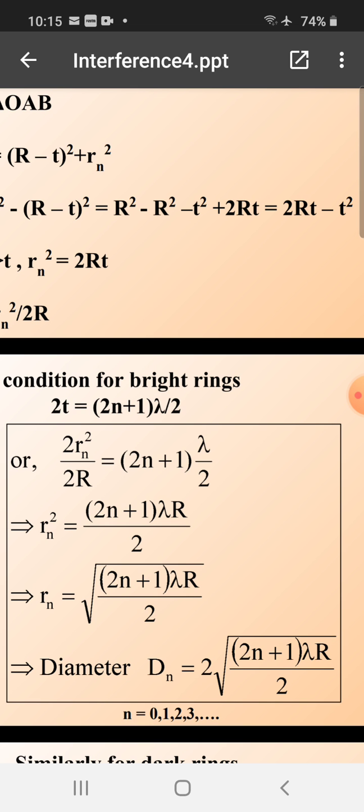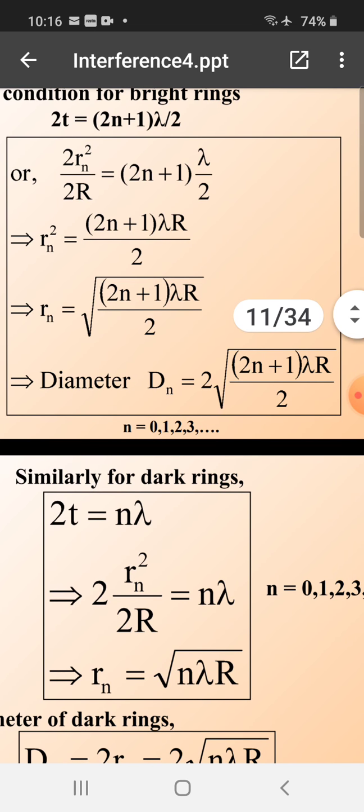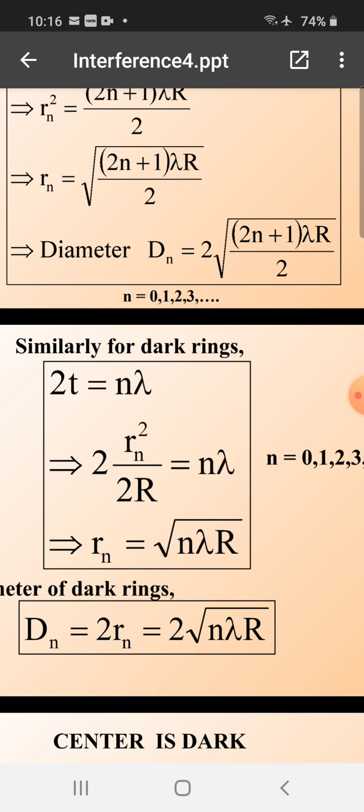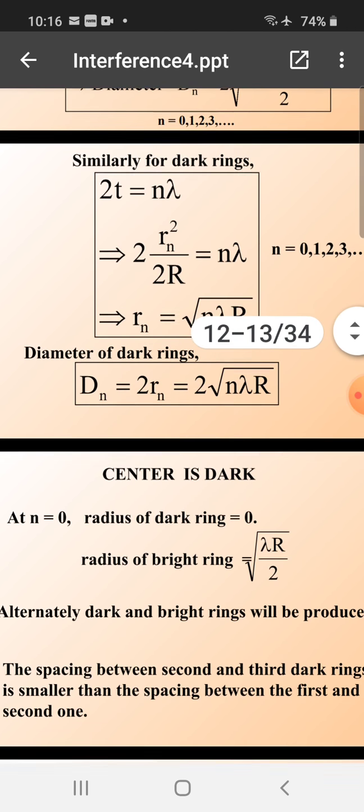Therefore, what is diameter? Twice the radius. It is equal to twice of this factor, where n is equal to 0, 1, 2, 3. Right? Now, this is the diameter of bright rings. If it is dn for bright ring, let us write for dark rings. For dark rings, 2t is equal to n lambda. Again, put the value of thickness. Rn, the radius of the dark ring, is equal to under root n lambda r. Or diameter is twice, so simply equal to 2 times under root n lambda r.